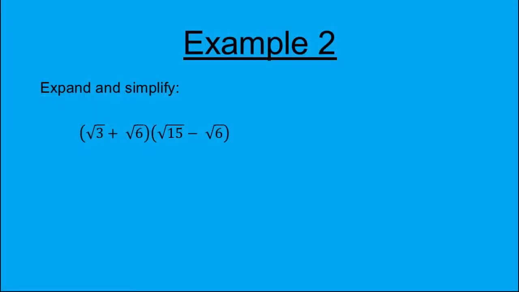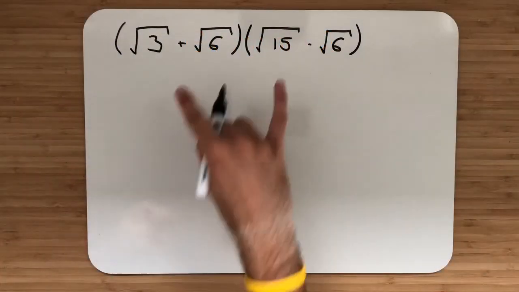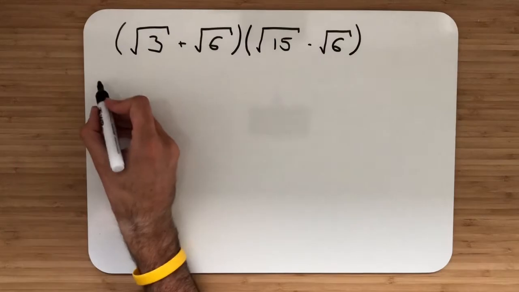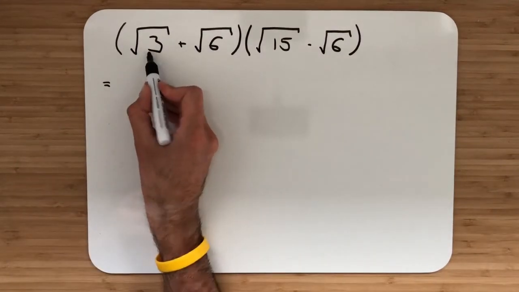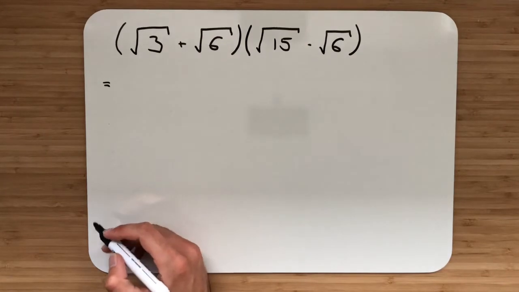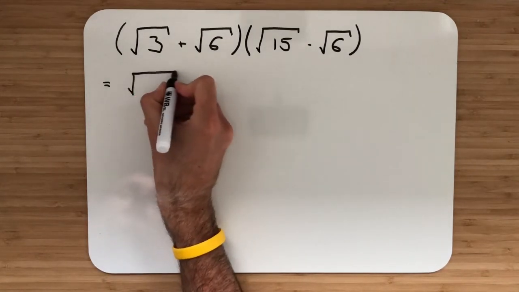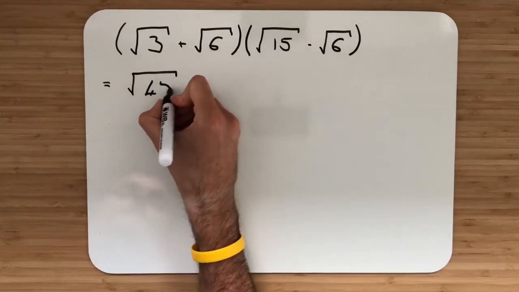Example 2. Expand and simplify, bracket root 3 add root 6, bracket root 15 subtract root 6. In our second example, we want to expand out the double brackets and then simplify. So we'll begin root 3 multiplied by root 15. That will give me root 45.